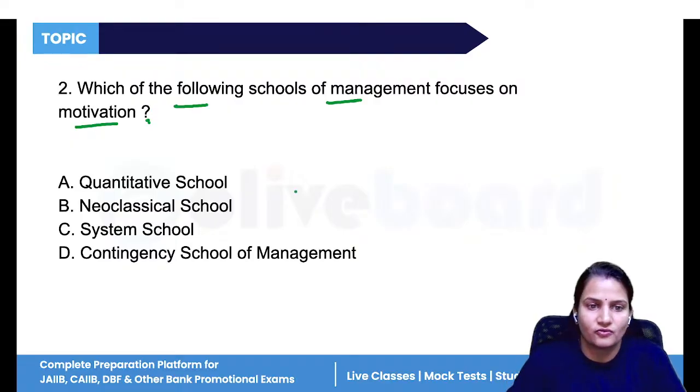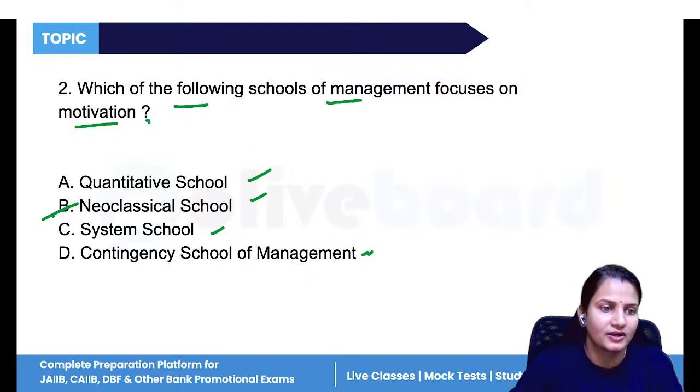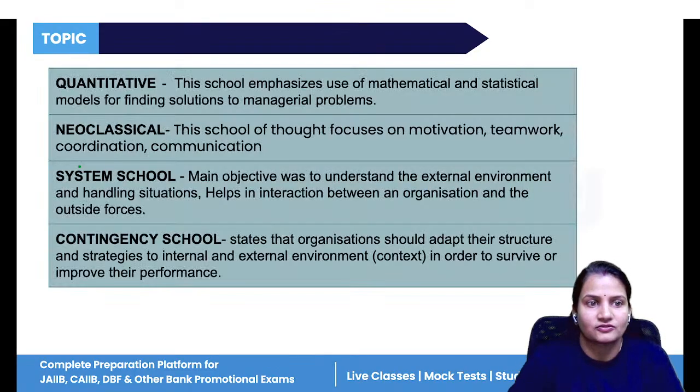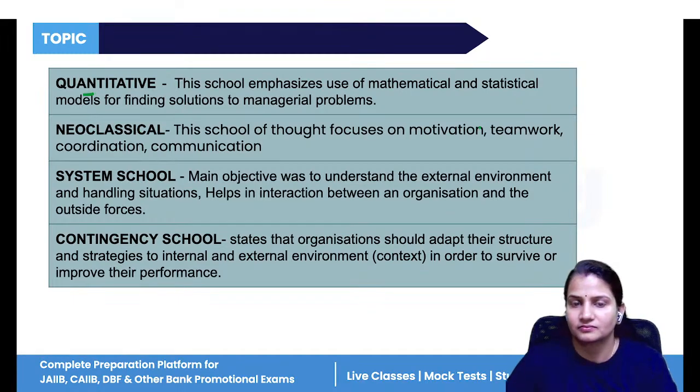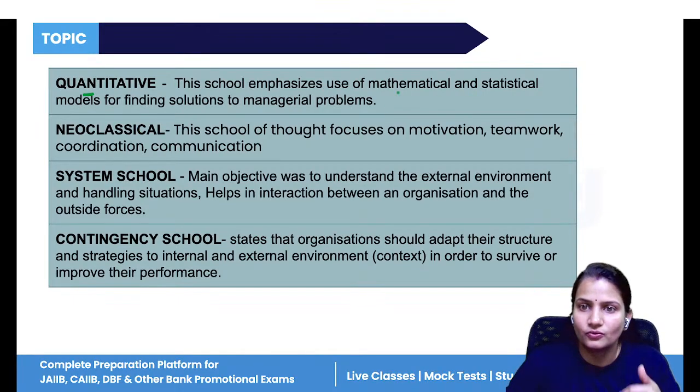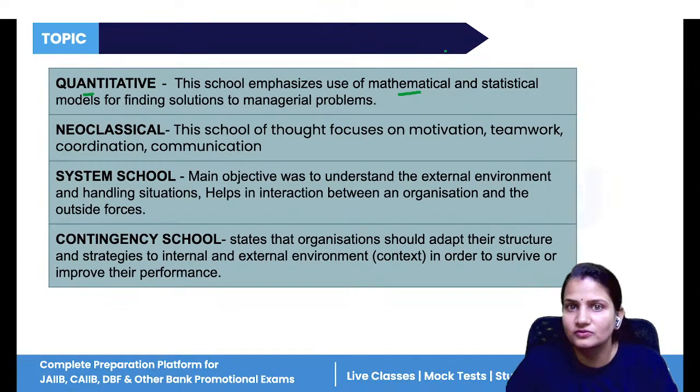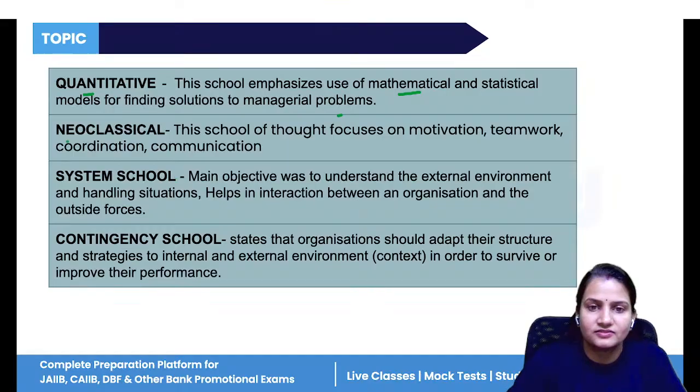Focuses on motivation. Quantitative school, neoclassical, system school, or contingency school of management. So the school of thought or management that focuses on motivation is what? Neoclassical school. So quantitative says what? That this school basically emphasized that the company's organization should use mathematical and statistical tools for finding solutions to any kind of managerial problem. Neoclassical focuses on motivation, teamwork, coordination, and communication so that effectiveness can be brought into the company.